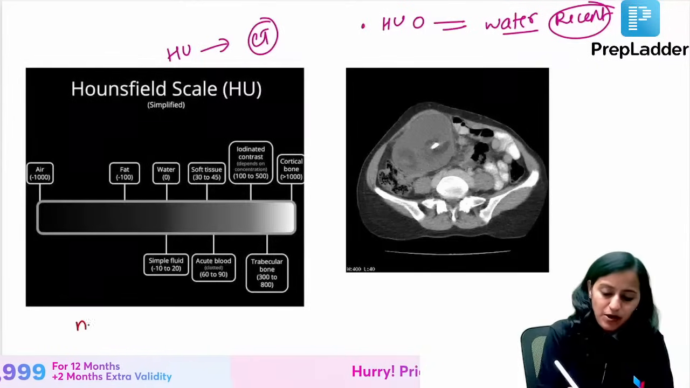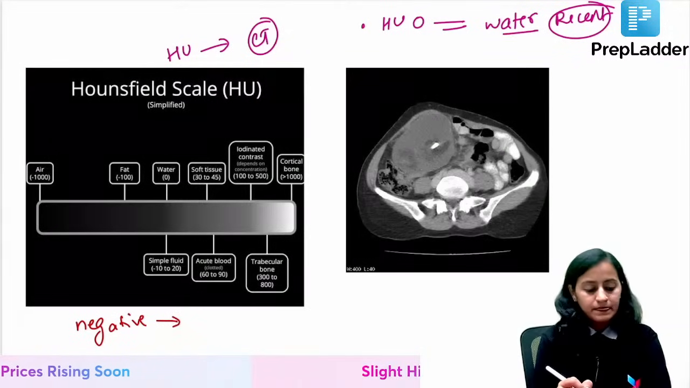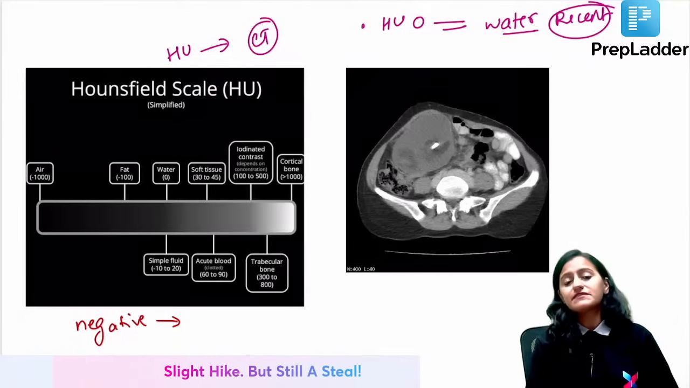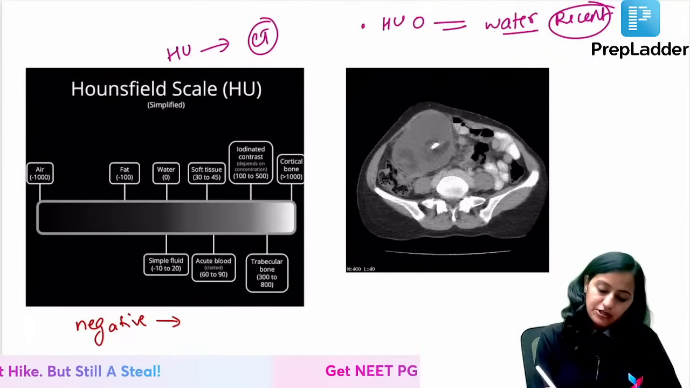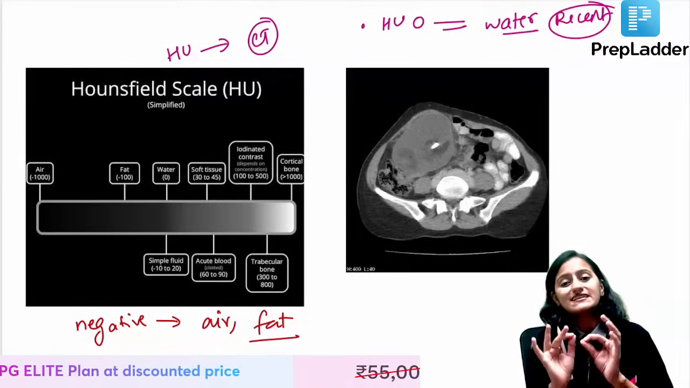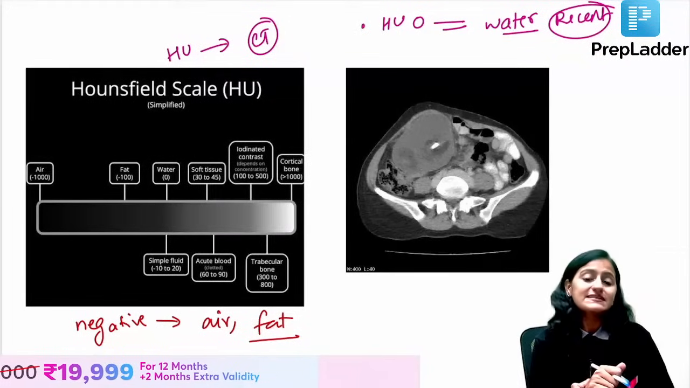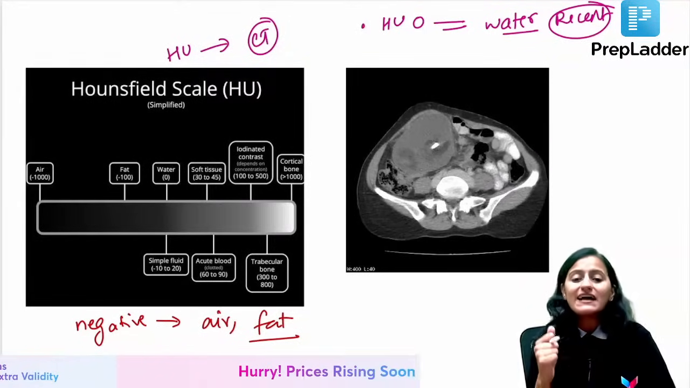Another important question: what substances have negative HU value? Very good. Remember, air and also fat. Fat is less dense than water, not more dense, right? Fat is like oil, less dense than water. So air and fat have negative HU value.